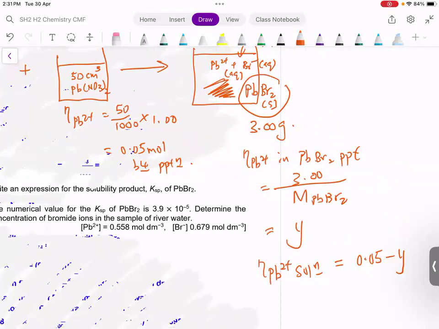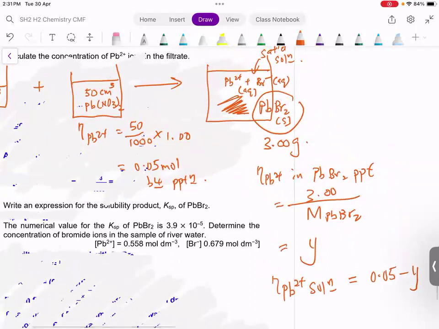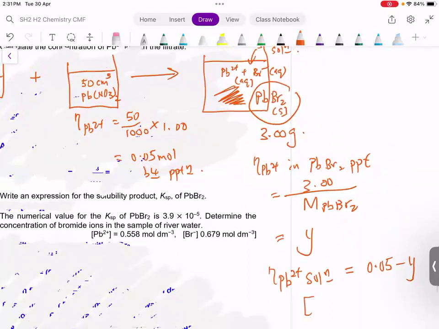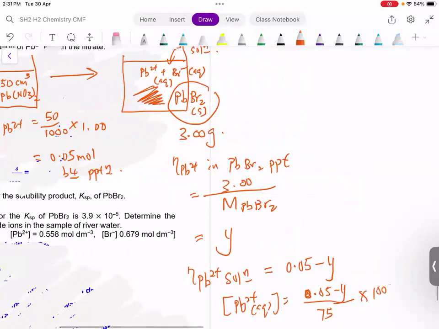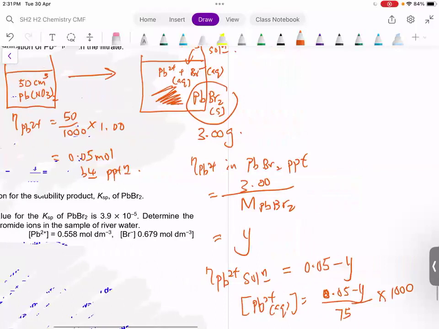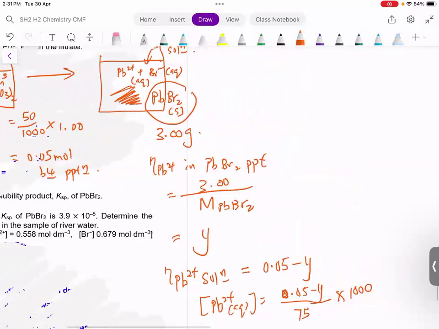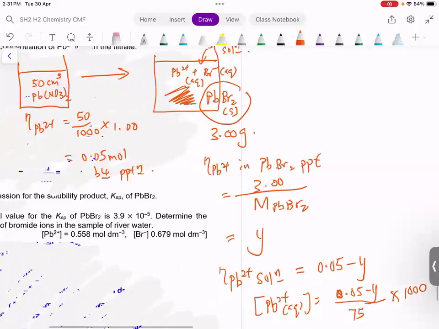Okay. Then after that, is that our final answer? That's the mole. So to determine the concentration of lead 2 plus still dissolved in solution, what do I need to do? Yeah, 0.05 minus Y divided by the total volume, 75, times 1000. So that will give me the final answer. Okay, for this part. So are you able to calculate that? Yeah. So will you be able to calculate the Ksp value?